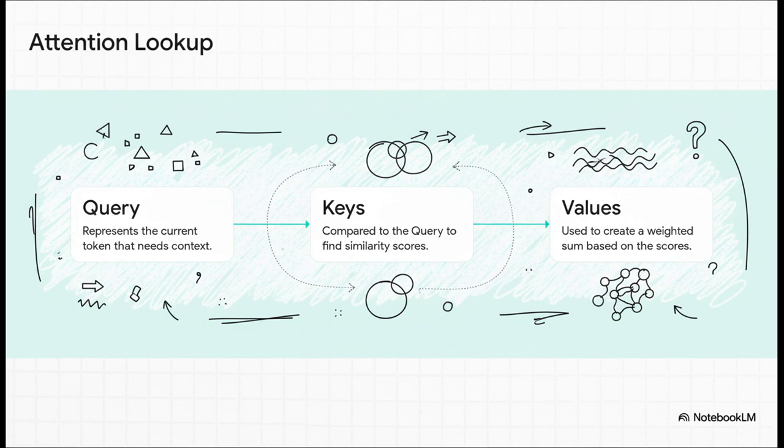So how does this work under the hood? Well, you can think of it like a really sophisticated dictionary lookup. Each word sends out a query, which is basically asking, "Hey, what's relevant to me here?" It then compares that query to the keys of all the other words to find the best matches. Then it pulls information from the values of those most relevant words. This whole process creates a rich, context-aware understanding for every single token in the sequence.